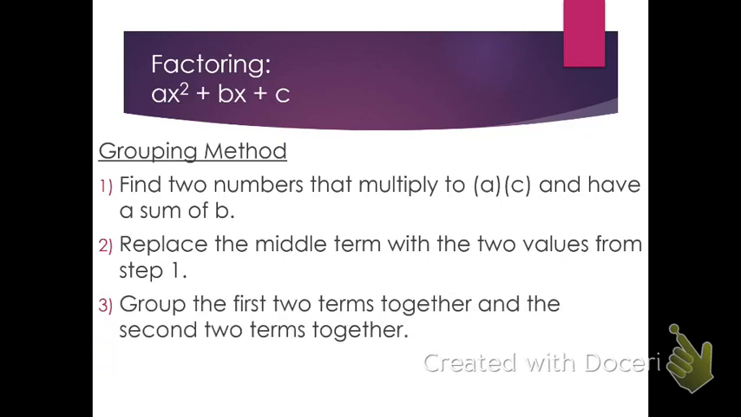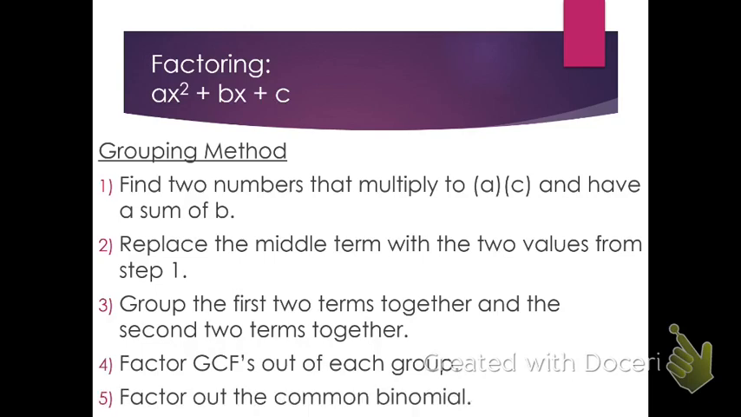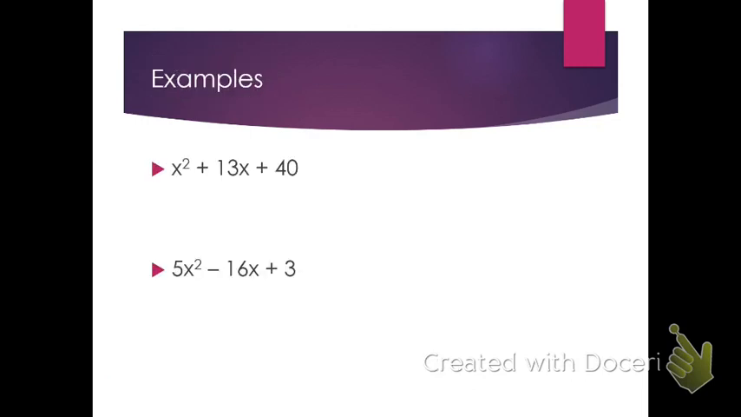Once you've done that substitution step, you're going to have 4 terms in your new expression. You're going to group those into groups of 2. So the first 2 terms will get grouped together, and the second 2 terms will get grouped together. From there, you're going to take out GCFs from both sets of 2. And when you're done with that, you should have a common binomial that you can factor out, and then that would give you your final solution. So let's try some examples.